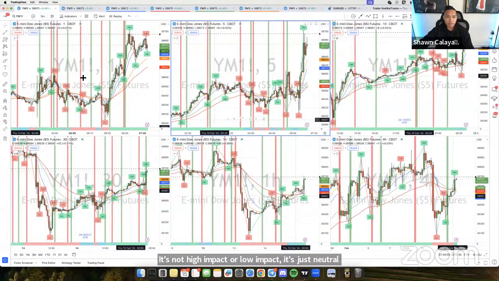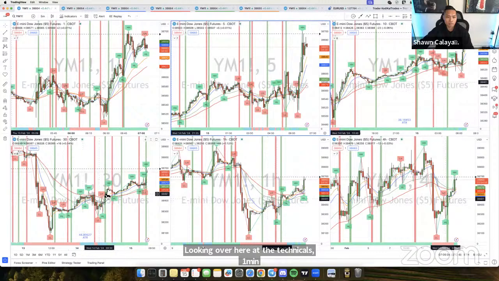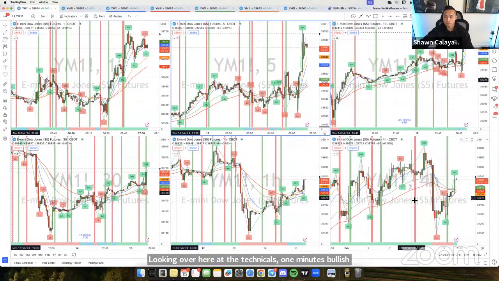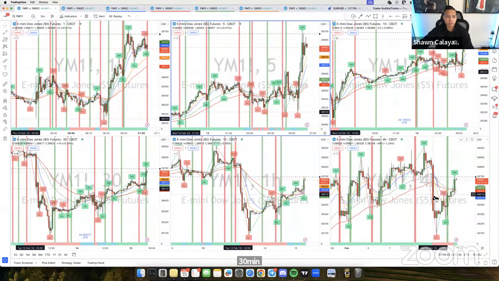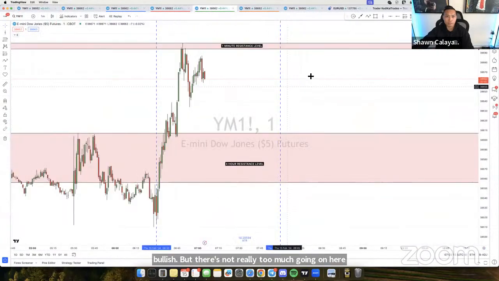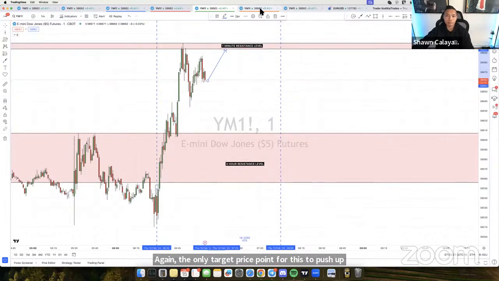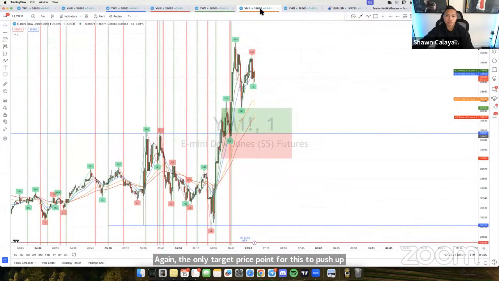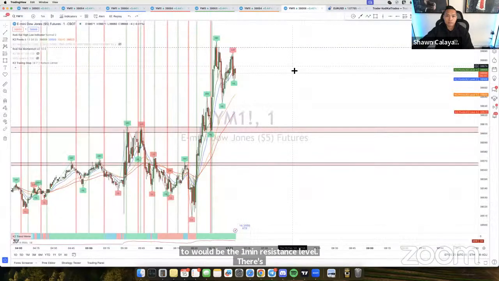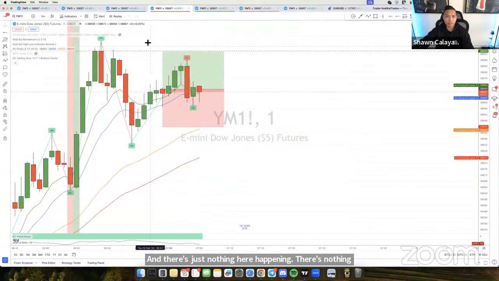Looking over here at the technicals, 1 minute's bullish, 5 minutes bullish, 10 minutes bullish, 30 minutes bullish, 1 hour is bullish, 4 hours starting to shift bullish. But there's not really too much going on here, as you guys can see. It's just going back and forth. Again, the only target price point for this to push up to would be the 1 minute resistance level. There's no liquidity up there. What else? There's nothing really going on that we can really work with. The trade is still running. It's just sitting at break even right now.